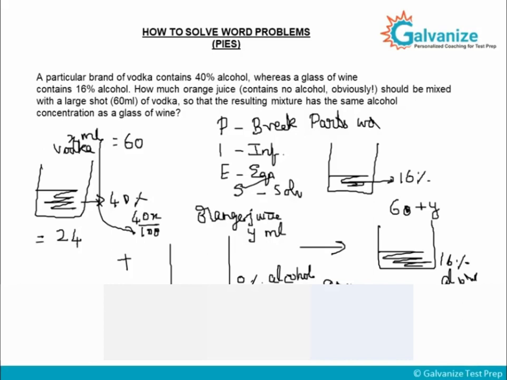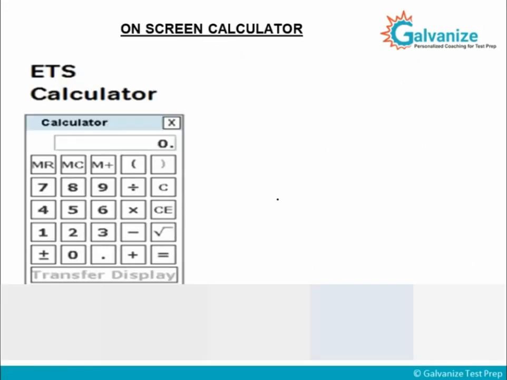So it's very easy if you convert that word problem by breaking it into parts, and then draw a diagram to frame an equation and solve it. It boils down to a linear equation in one variable. It's very simple if you learn to convert it into a diagram or put it in the form of a table. Now, when it comes to calculation, students normally ask me, ma'am, do we have a calculator here? Yes, you do have an on-screen calculator in GRE. It will pop up whenever it's required, but it's always available there.